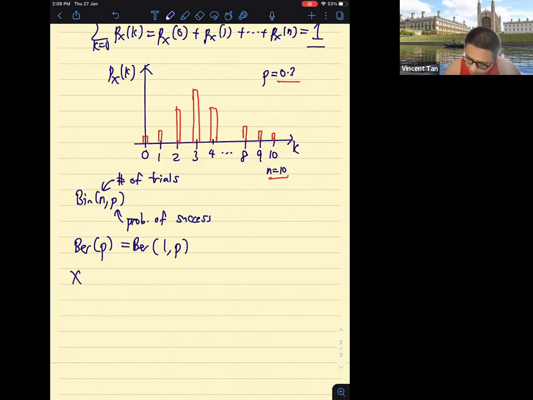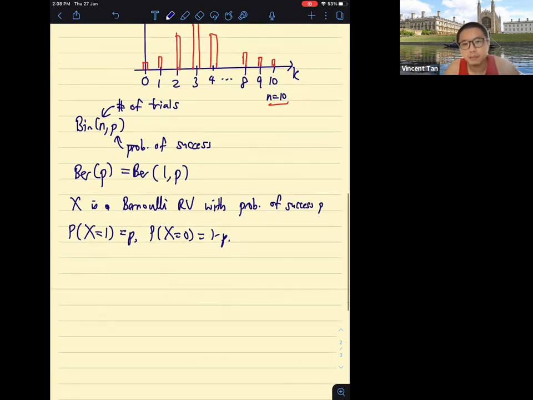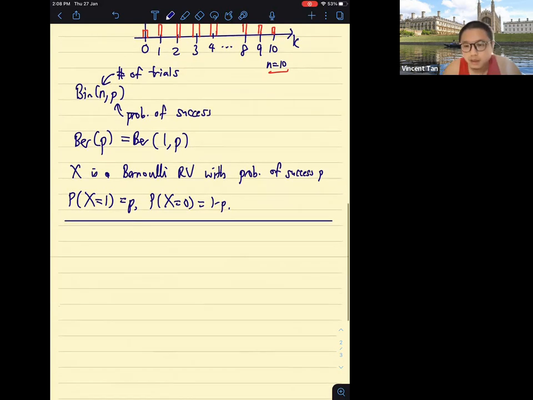So if X is a Bernoulli random variable with probability of success p, then probability X equals 1 is equal to p, and probability X equals 0 is 1 minus p. So the binomial random variable is actually a more general object than a Bernoulli. But both are very important. The next two things that I'm going to talk about are completely different. You may have come across this in JC or Poly. But the next thing I'm talking about is a geometric random variable.